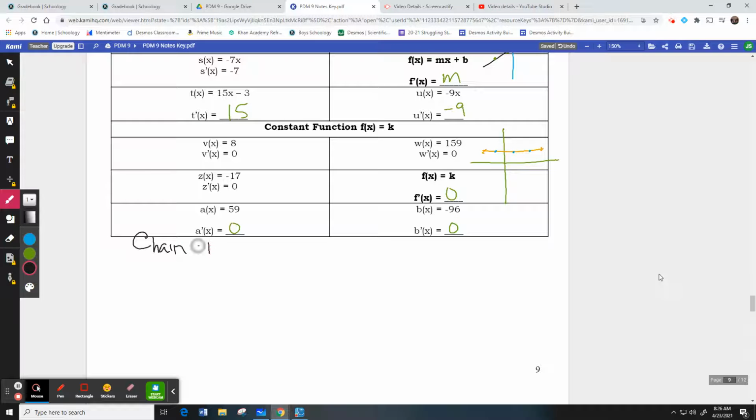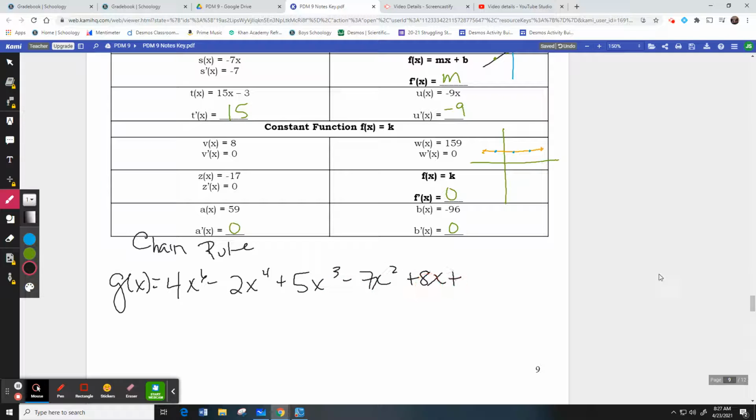Chain rule. So if I gave you something like g of x equals 4x to the 6th minus 2x to the 4th plus 5x to the 3rd minus 7x to the 2nd plus 8x plus 1, and said, okay, find the derivative. That idea of doing the power times the coefficient, so that would be 24, and then reduce the power by 1, x to the 5th.